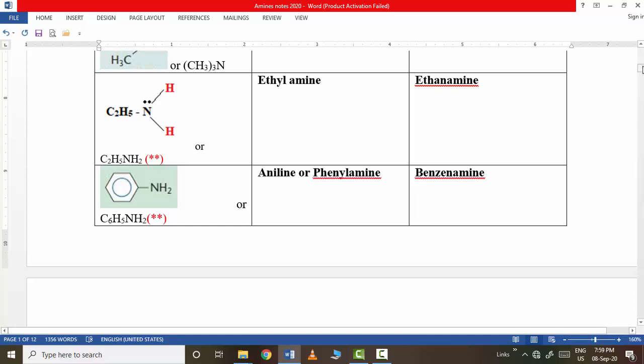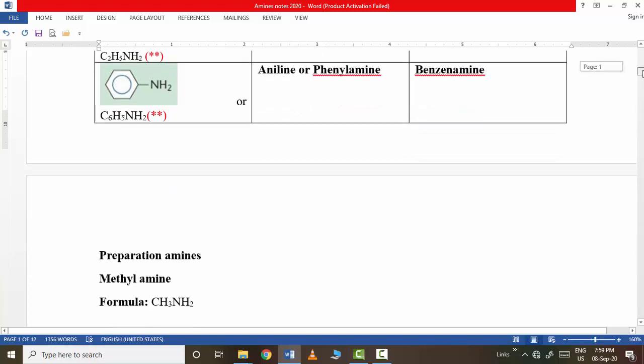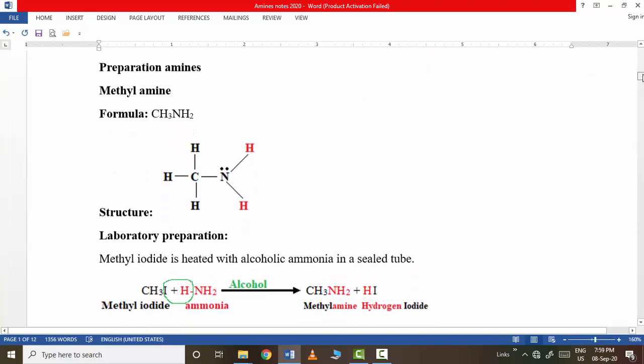So with this, we finish the nomenclature. The IUPAC name and common name wherever I have marked the star is very important. Let us look into the preparation of each of these: methylamine, ethylamine, and aniline. We have to look into the three primary amines, that is methylamine, ethylamine, and the phenylamine.